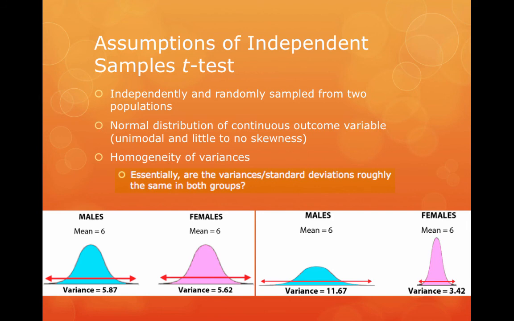So one of the assumptions of independent samples t-test is that we want our groups to have the same equal variances. We want to assume equal variances. And we'll see how this translates to looking at SPSS output and Levene's test.